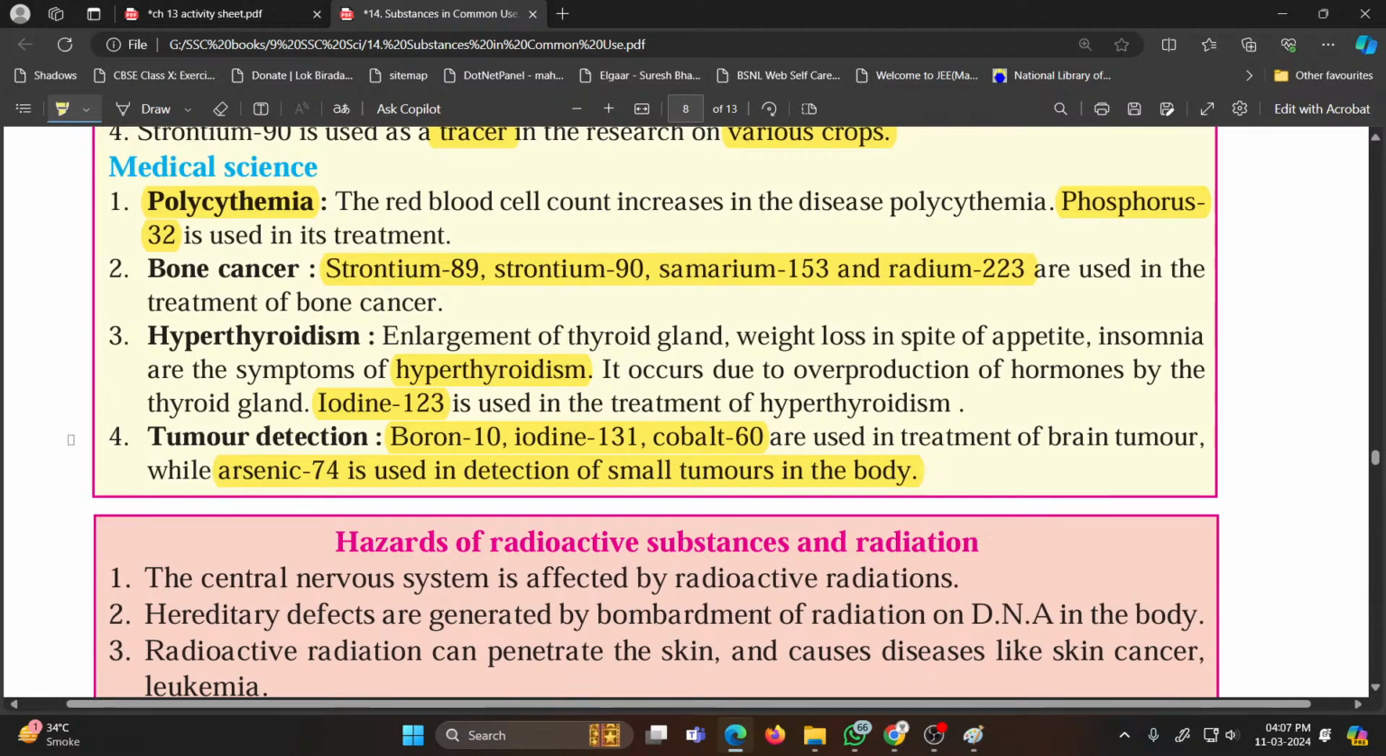So polycythemia, phosphorus 32, bone cancer, strontium 89, strontium 90, samarium 153, radium 223, hyperthyroidism, iodine 123, and tumor detection, boron 10, iodine 131 and cobalt 60.